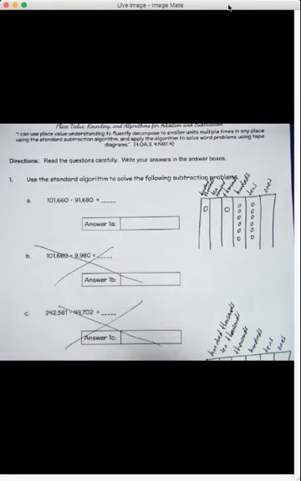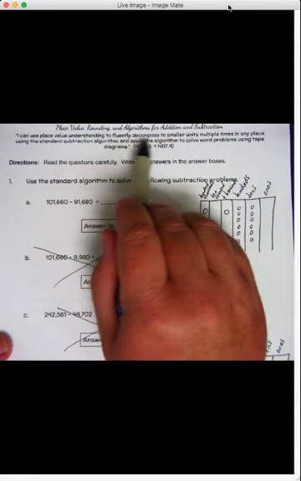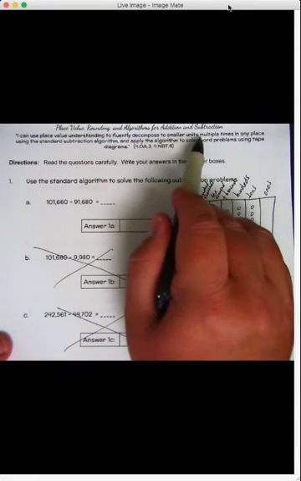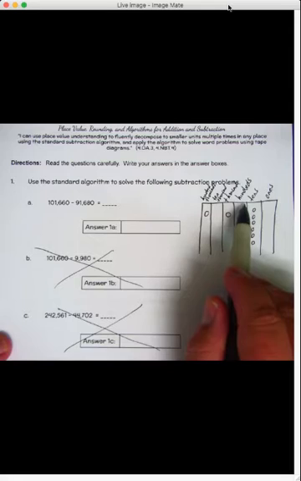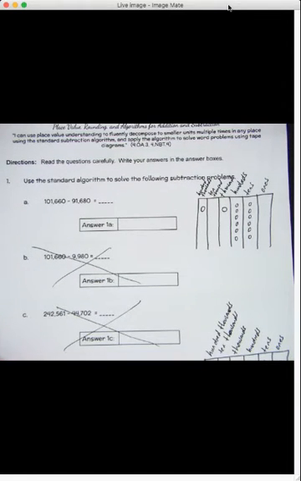Remember the fancy word that you might see on the test. I don't think you would, but you might see the word decompose to smaller units. That just means we're borrowing from a higher place value and making it a smaller place value, adding to a smaller place value, doing it multiple times in any problem.